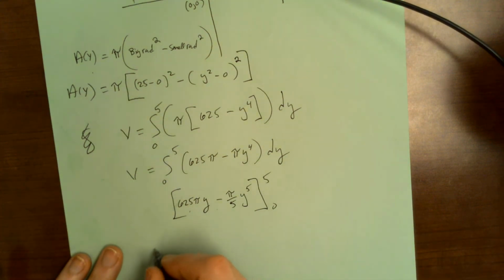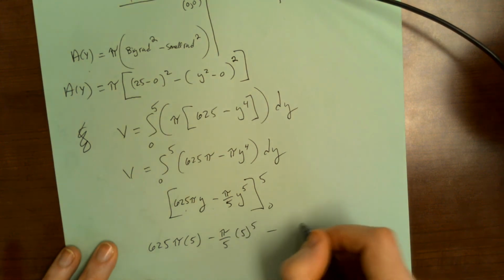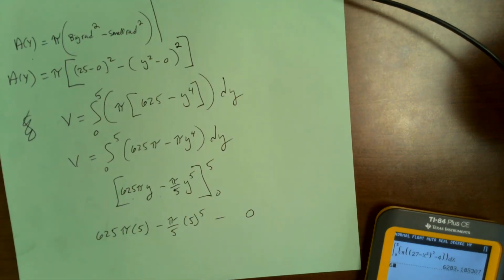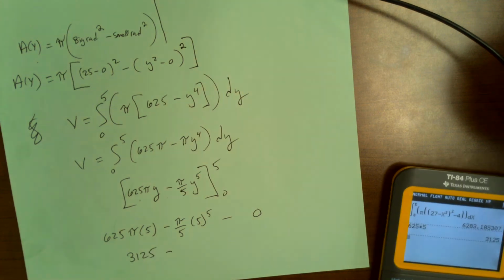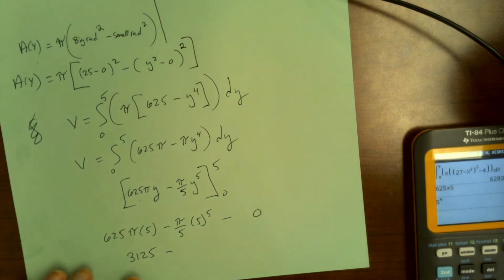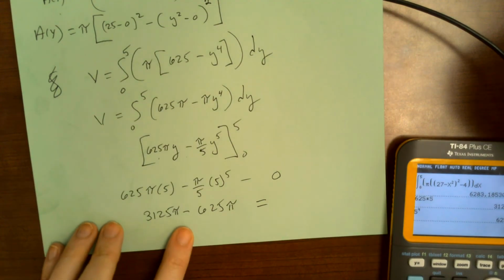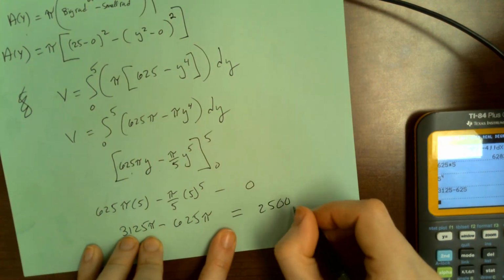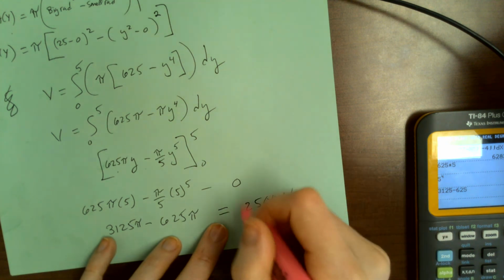Now I plug in 5. So this is 625 pi times 5 minus pi over 5 times 5 to the 5th, minus 0. Let me see what I got before. Oh yeah, I messed it up before. So 625 times 5 is 3125 minus 625. I forgot the pi. Oh my gosh. Pi. 625 pi. That's very important. Holy cow. And then that is 2500 pi.